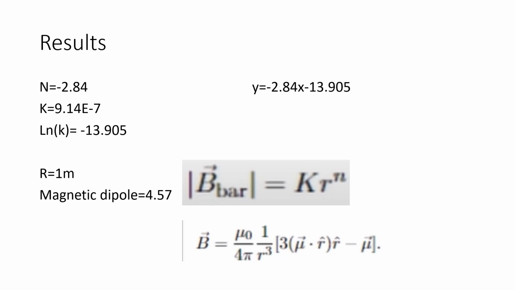These are the results. n is equal to negative 2.84, which is the slope of our linearity model, and the ln of k is equal to negative 13.905, which is the y-intercept of our linearity model, and then you can find k from there. And the magnetic dipole moment is equal to 4.57, and that was able to be found by setting those two equations equal to each other.